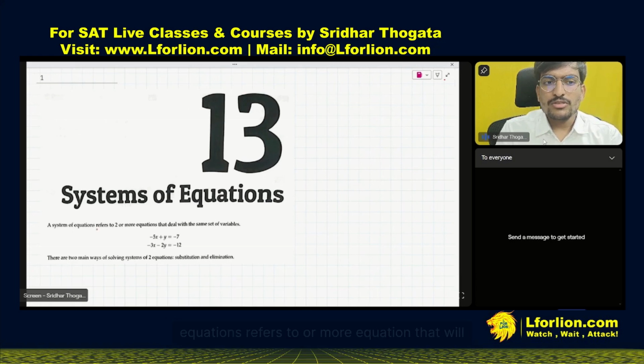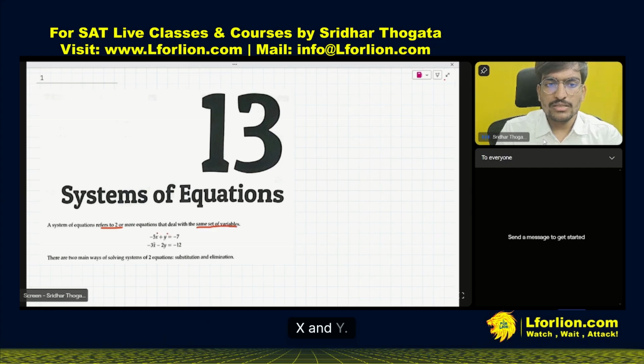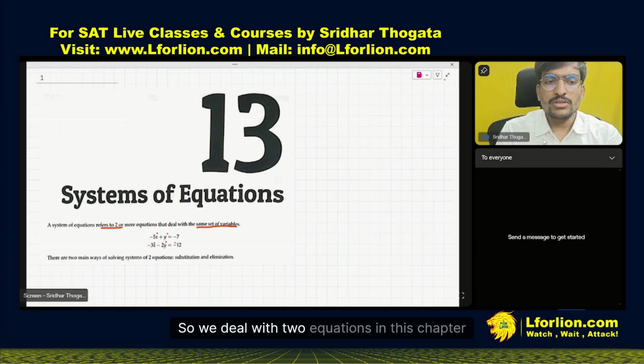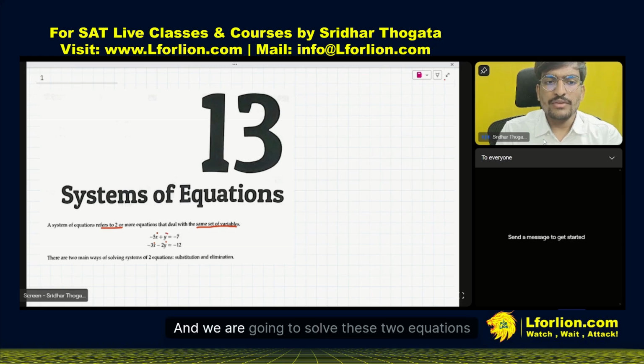So a system of equations refers to two or more equations that have the same set of variables, like x and y. We deal with two equations in this chapter mostly, and those two equations have the same set of variables x and y. We are going to solve these two equations using the substitution method or the elimination method. Depending on the situation, we use the method. It's not all the time substitution or all the time elimination to get the values of x and y, or the solutions of these equations.